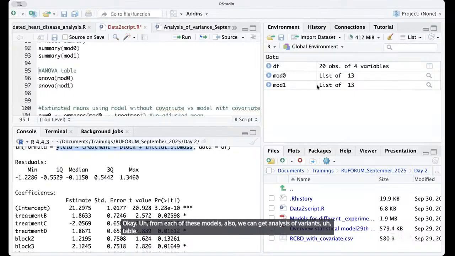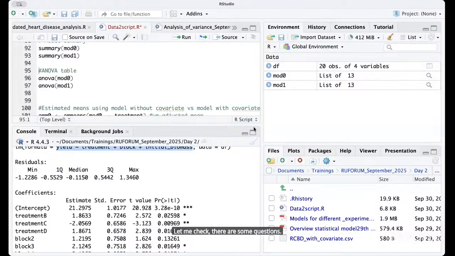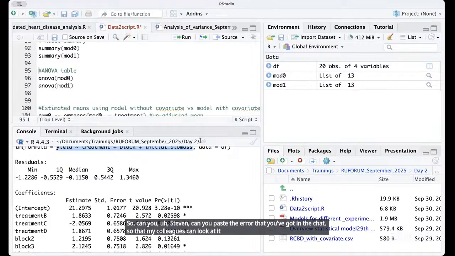Let me check, there are some questions. So Stephen, can you paste the error that you've got in the chat so that my colleagues can look at it and then tell you what it could be?